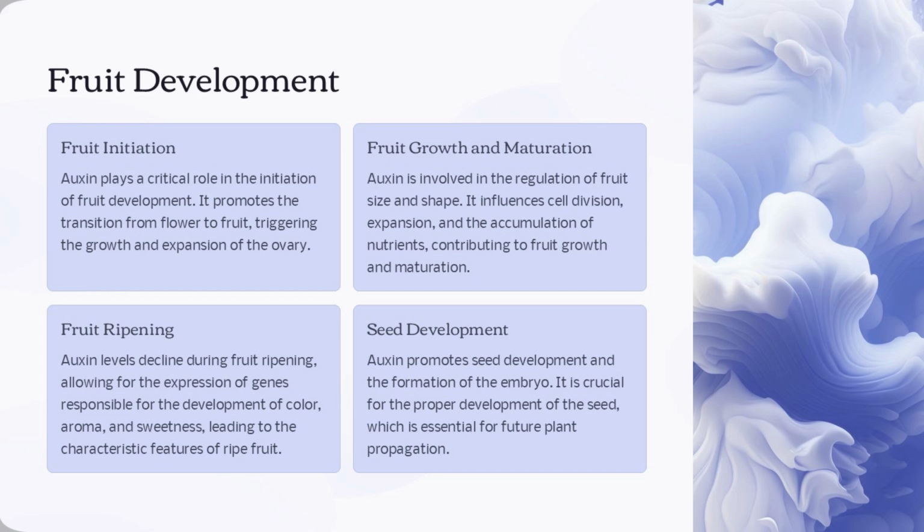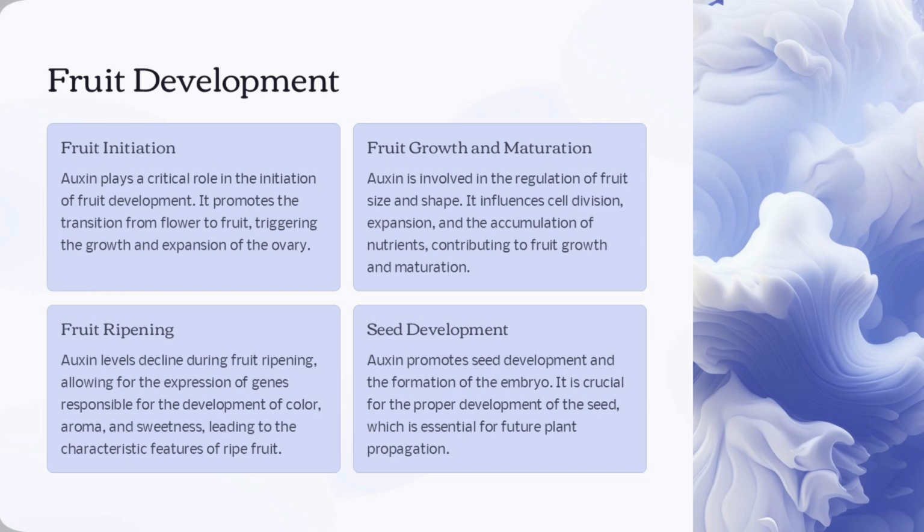Auxin plays a critical role in the initiation of fruit development, promoting the transition from flower to fruit and triggering the growth and expansion of the ovary. During fruit growth and maturation, auxin influences cell division, expansion, and the accumulation of nutrients, contributing to the development of fruit size and shape.